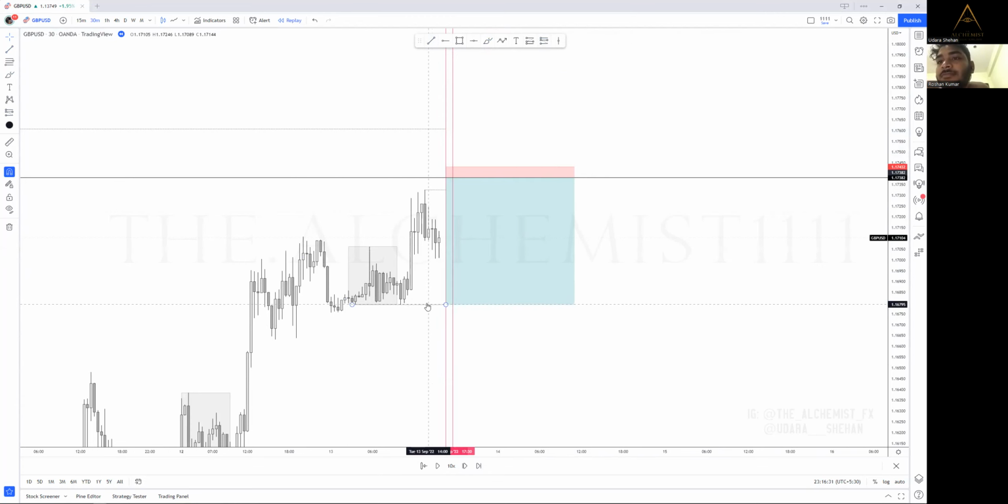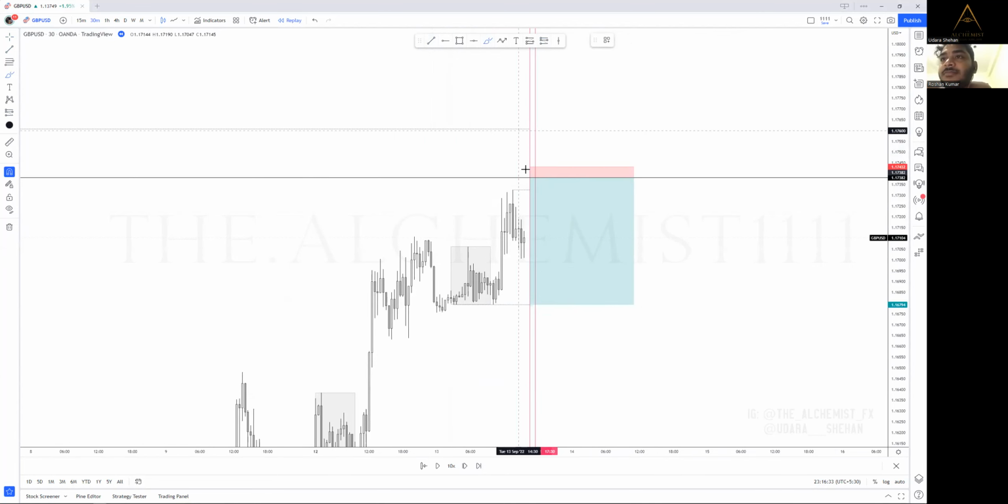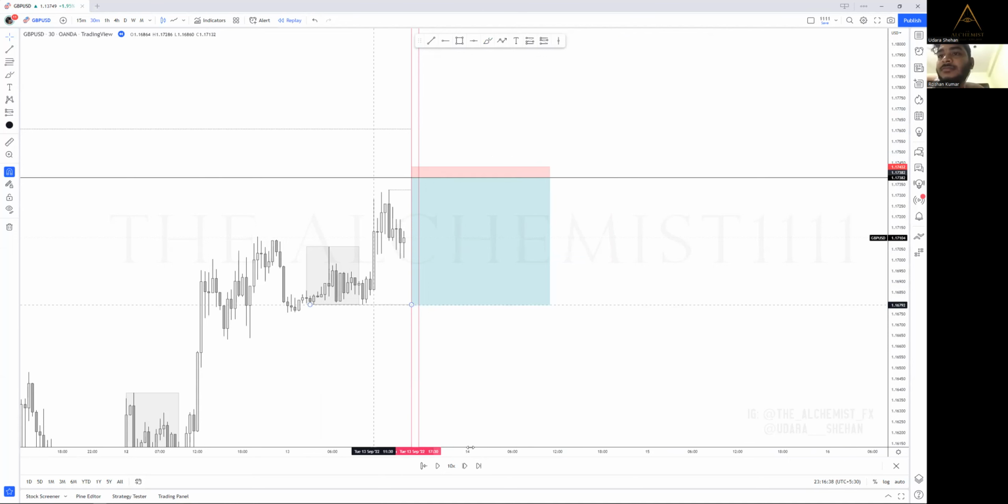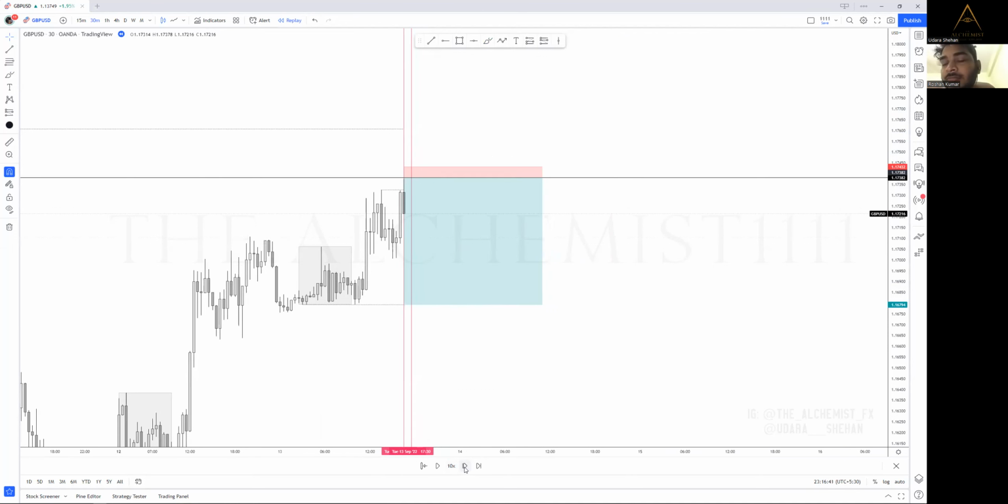This was where I set my TP, because I was very sure that this was going to get taken out, the daily internal range liquidity. My only target for news was this. So look what happened though. There we go. Time is perfect.